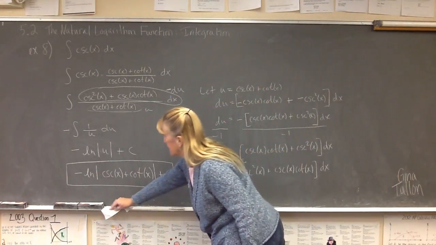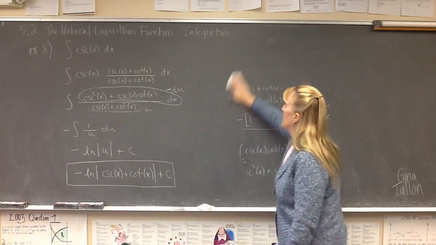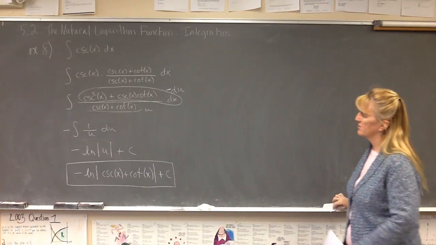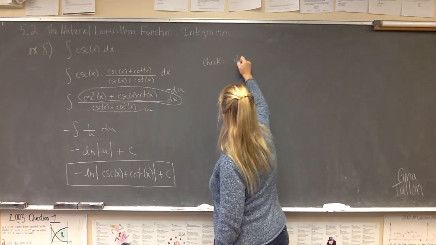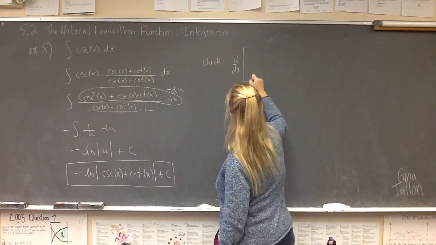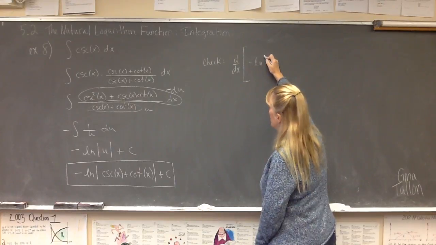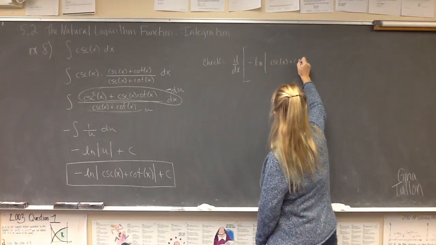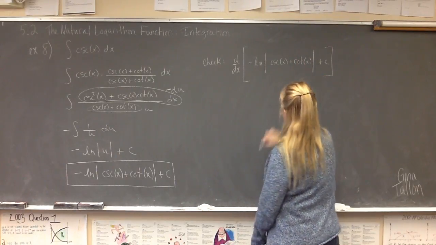Let's go ahead and do the check, just so we can have practice on doing some algebra with some trig functions. The check says to take the derivative with respect to x of what was in the box here: negative natural log of the absolute value of cosecant x plus cotangent of x, plus c.